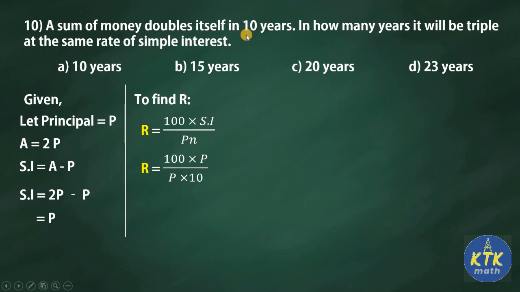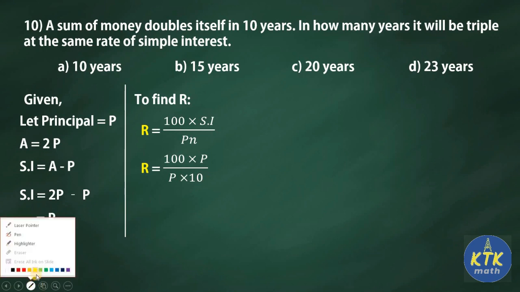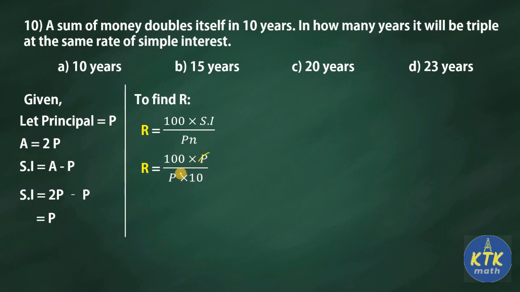In the first case they gave 10 years. Therefore 100 into P by P into 10. So you can cancel the numbers. You can cancel P, and 10 and 10 you can cancel. Therefore in the first case your rate of interest is 10%. Now in the second case also we are going to apply the same 10%, because in the question they gave, in how many years it will be triple at the same rate of simple interest.